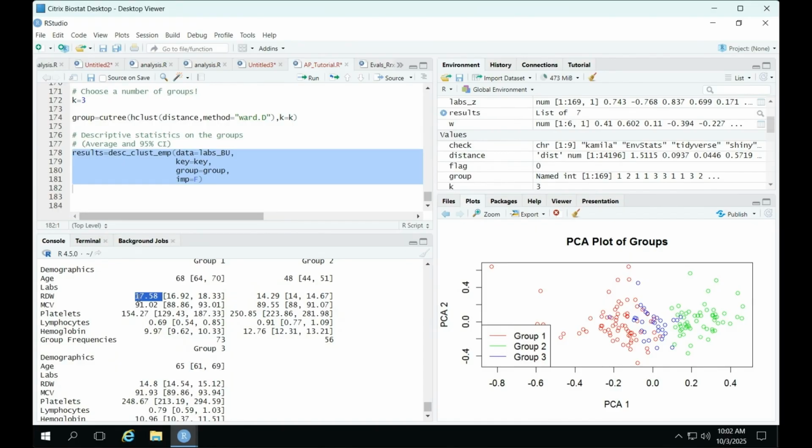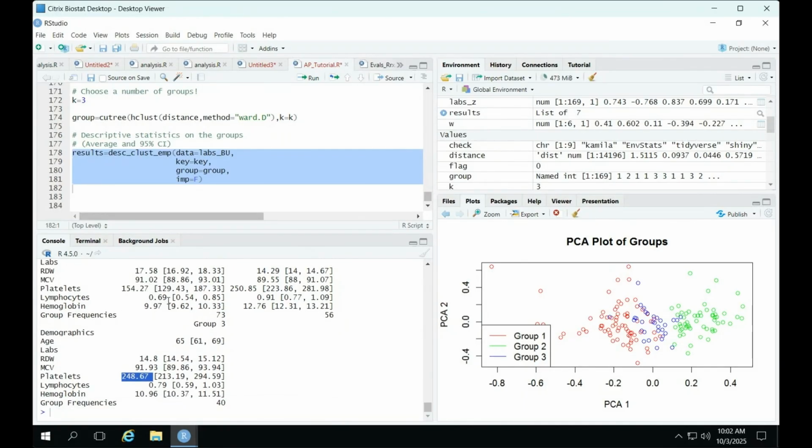Looks like group one has a high RDW relative to group two and group three. They also have lower platelets than groups two or three. So really, when I'm looking at this, I'm thinking to myself, group one, I'm worried about them. They seem like they might be on the sick side compared to group three, which is also older, but they seem to be a little bit better off.